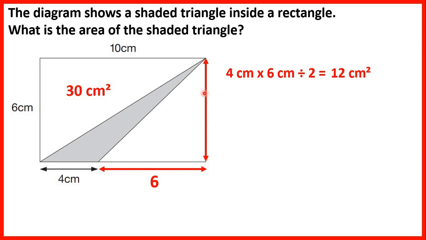And this length will be the same as this length here, because that's a rectangle, so we have 6 centimeters as our height as well. So 6 times 6 is 36, divided by 2 is 18. So we could work out the area of the shaded triangle by working out the area of the rectangle, so that's 6 times 10, so 60, and then if we subtract 30 and 18 from 60, that will give us 12, because 30 plus 18 is 48, and 60 minus 48 is 12.